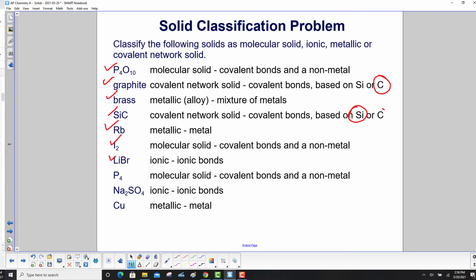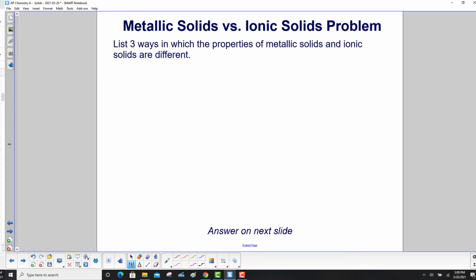Lithium bromide, ionic bonds. Molecular phosphorus, that's a molecular solid, has covalent bonds, and it's a nonmetal. Sodium sulfate, ionic bonds between sodium and the sulfate there. And copper is a metal, metallic. Put a check there. It's not letting me check. There we go.